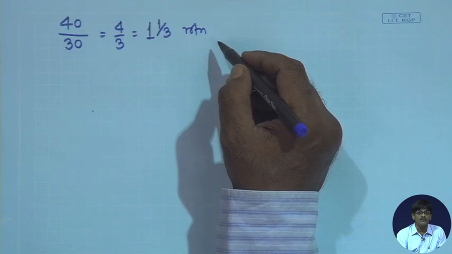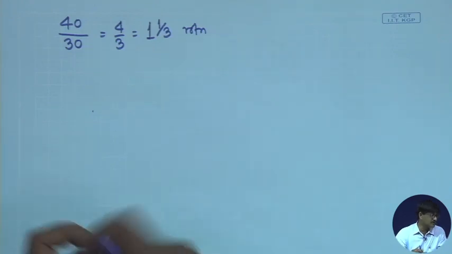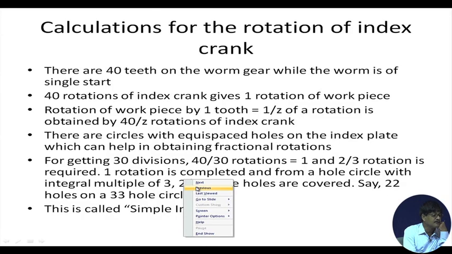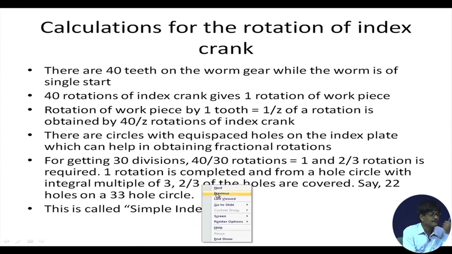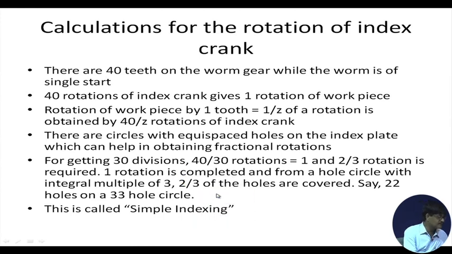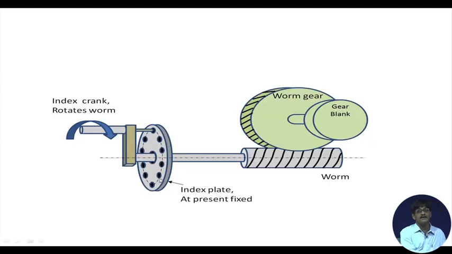Okay. How can we obtain this? For this one, let us quickly go back a couple of slides. Yeah, 40 by 30, that means 1 1/3 of a rotation. So, I can rotate this crank handle once, and after that, in order to obtain 1/3 of a rotation, what we do is we quickly count up the number of holes on this particular hole circle.